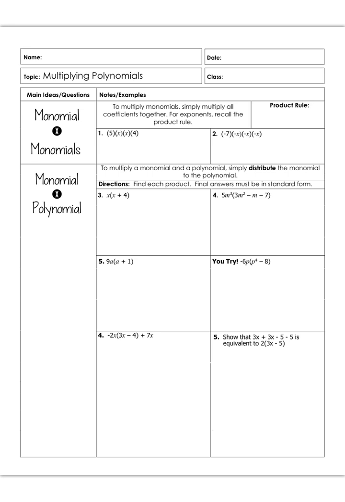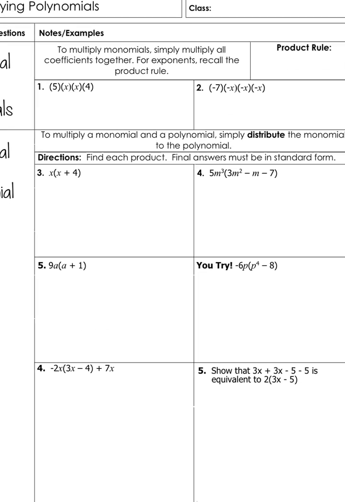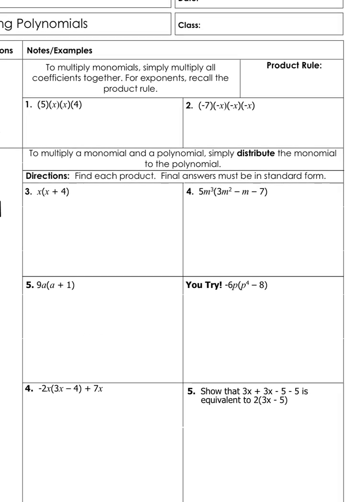Guys, today we are going to talk about multiplying polynomials. So to multiply monomials, you're going to multiply all the coefficients. And then for exponents, remember the product rule. The product rule is if I have a base with an exponent and I'm multiplying it by another thing with the same base, no matter what the exponent, I add, the base stays the same.